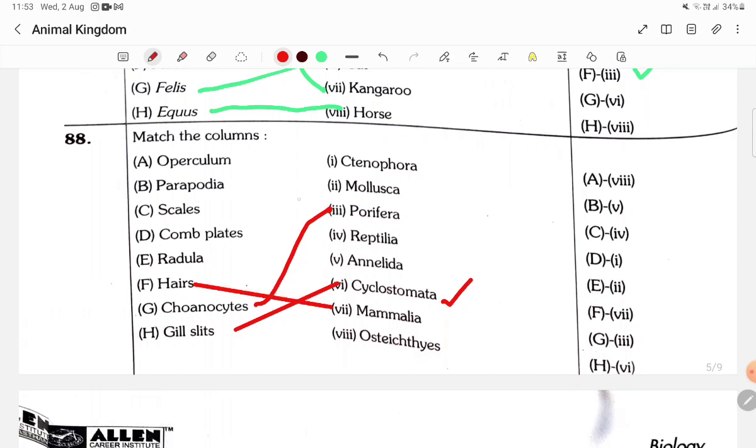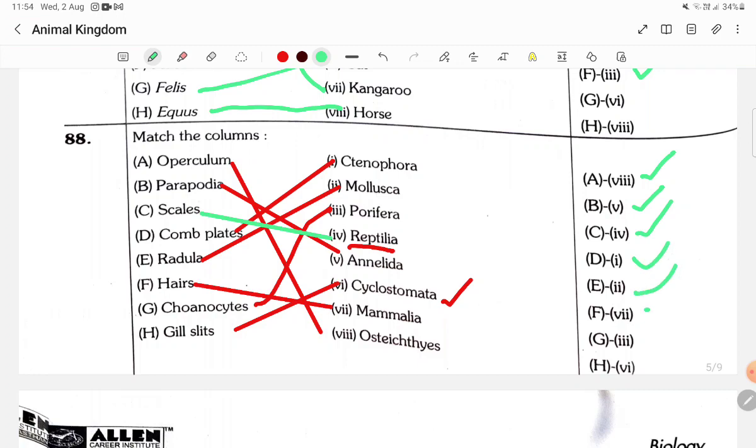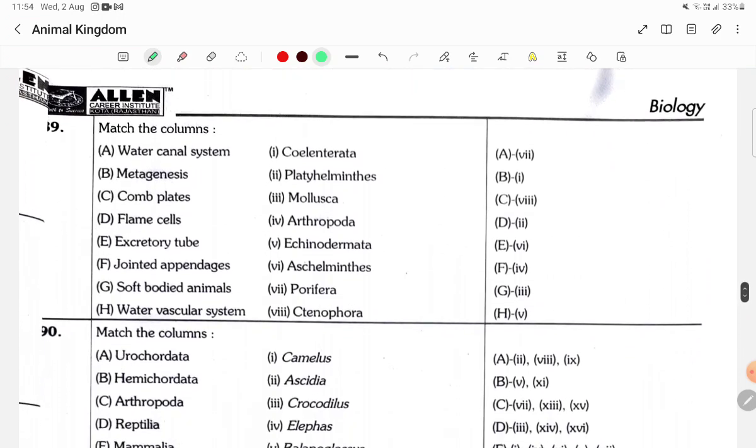Radula is found in mollusca. Comb plates are found in ctenophora. Scales are present in reptiles or fish. Let's see. Parapodia is present in annelida. Operculum is found in osteichthyes. This is right. And the left option is scales, that goes with a reptile. So, 1, 8, 5th, 4th, 1, 2nd, 7th, 3rd. Okay. Coming on next question, 89.